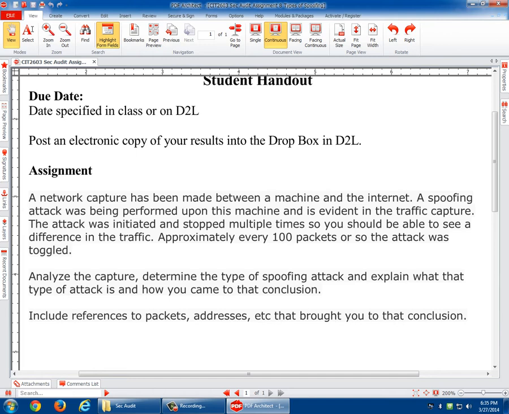So analyze the capture, determine the type of spoofing attack, and explain what the type of attack is and how you came to that conclusion. I think it's this because I saw this, that kind of stuff. Include references to packets, addresses, or whatever. Somehow you figured out which attack it was. How did you figure that out? That's all I want to know.